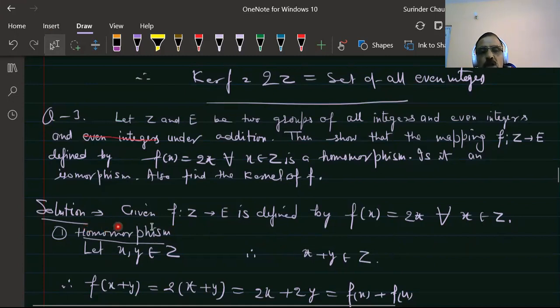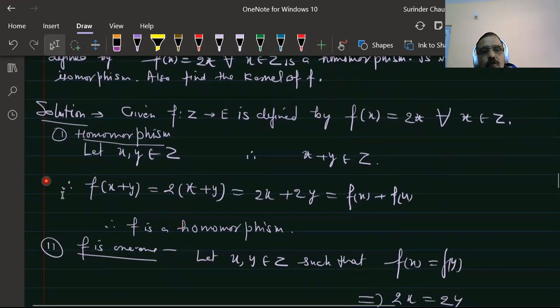Now we have to show that this is a homomorphism. Let us take x and y belonging to Z. Therefore, x plus y also belongs to Z. So f of x plus y, by the definition of the mapping, is equal to twice of x plus y. Because x and y are integers, this can be written as 2x plus 2y, which is f of x plus f of y. So f of x plus y is equal to f of x plus f of y, which implies f is a homomorphism.